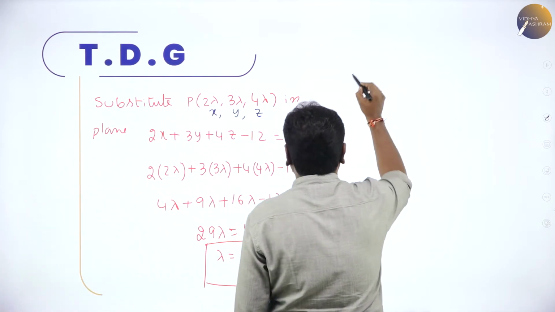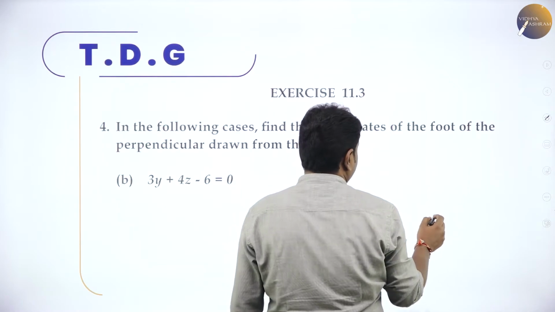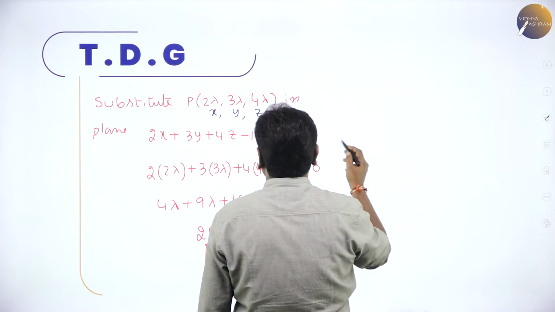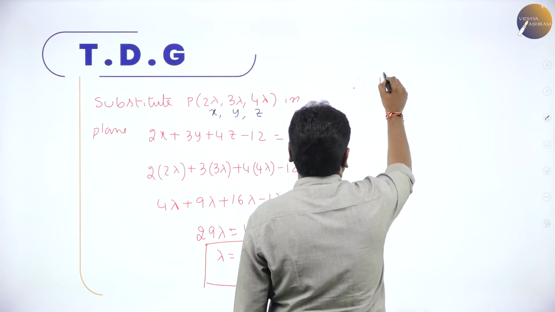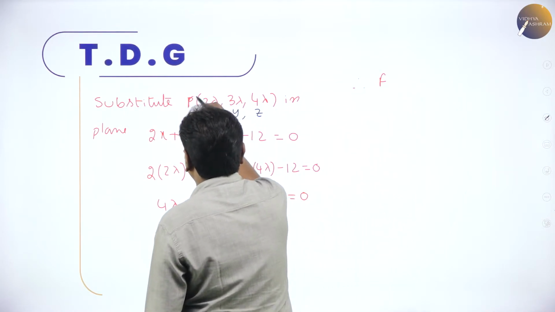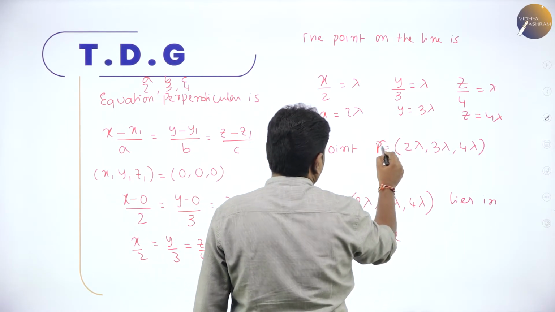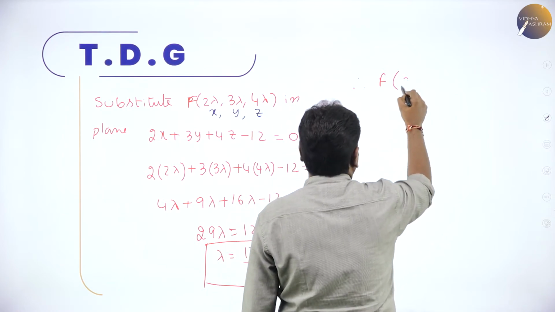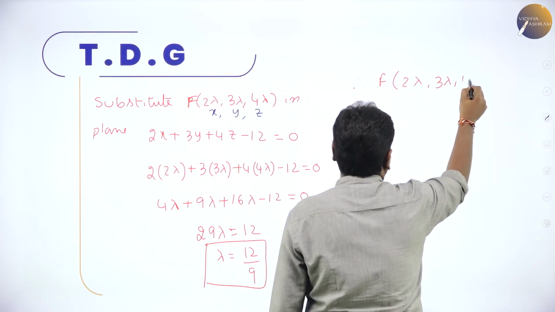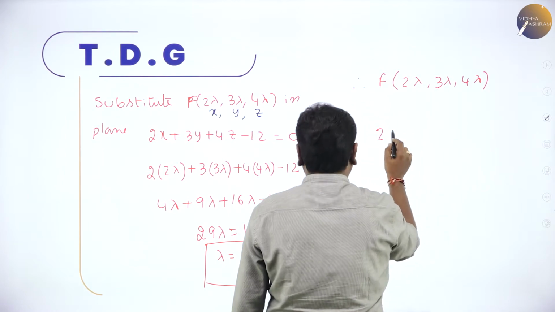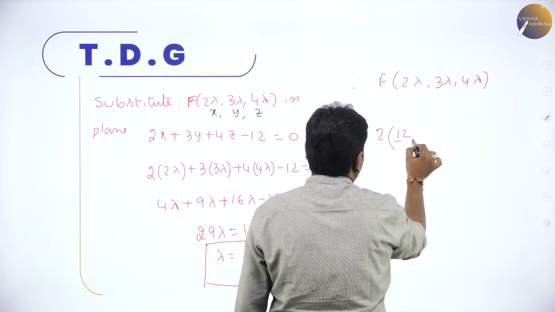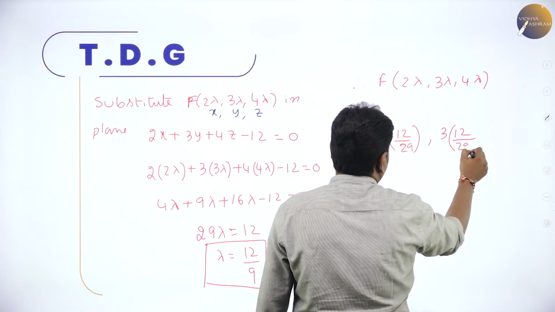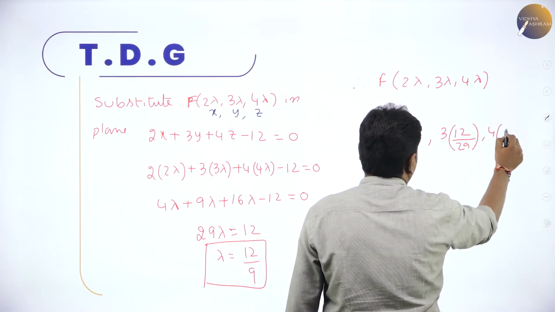The foot of perpendicular is in the plane, and any point on the line will be in the form 2 lambda, 3 lambda, 4 lambda. So let us call this F instead of P. Now F, the foot of perpendicular, is 2 lambda, 3 lambda, 4 lambda. Now substitute lambda. What is lambda? 2 into 12 by 29, comma 3 into 12 by 29, comma 4 into 12 by 29.